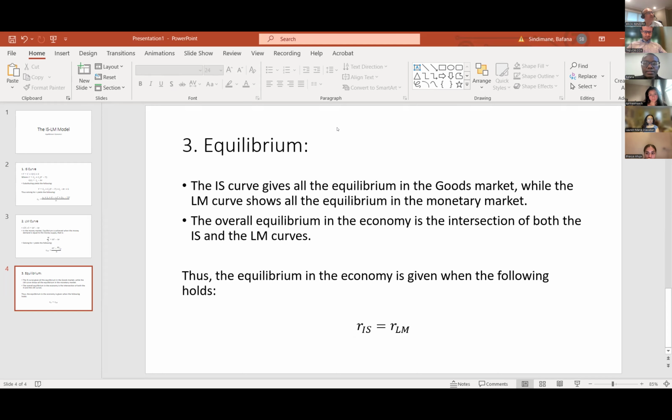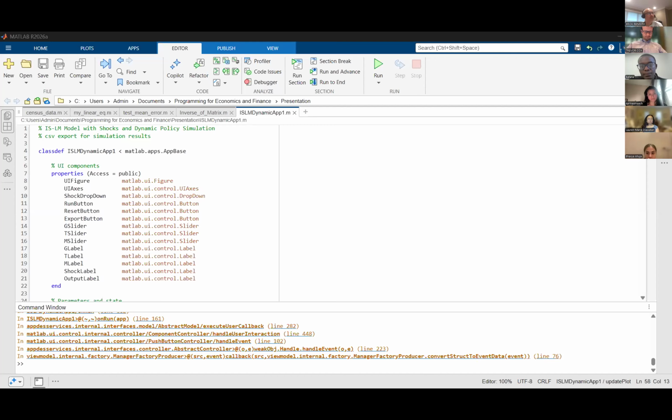Perfect. Okay, so I'll go to the code now. Can you see the code?